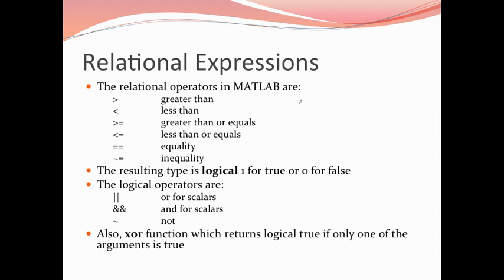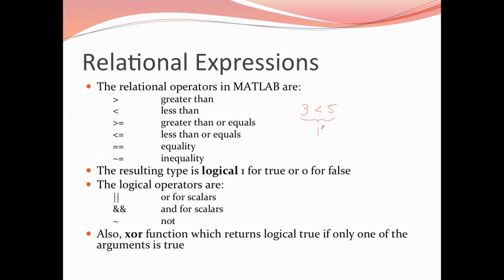The resulting type for any of these expressions is logical. If you have an expression that is conceptually true, it actually has the logical value 1, and if you have an expression that is conceptually false, it actually has the logical value 0. So for example, if I said 3 less than 5, that is conceptually true. 3 is less than 5, so that expression actually has the logical value 1 as a result.